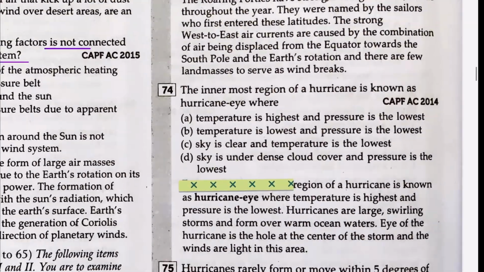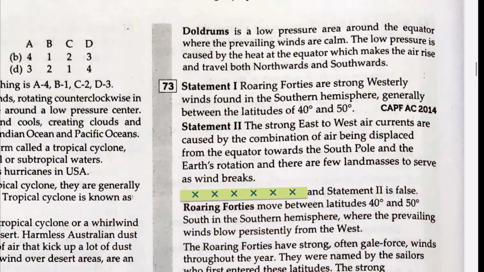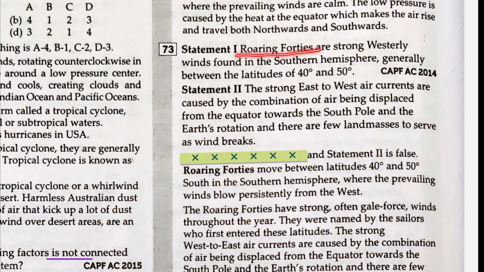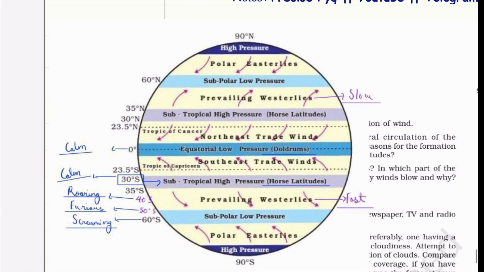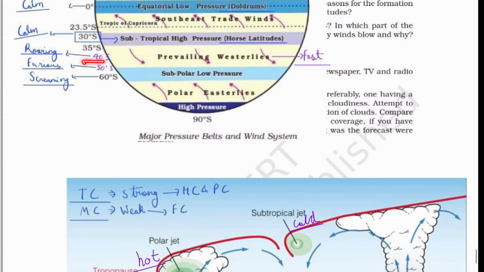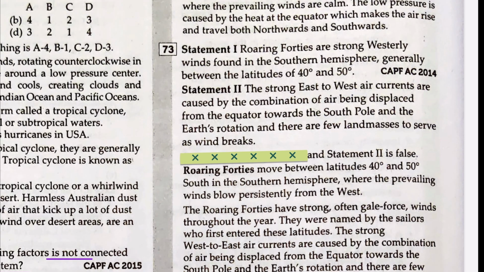Next question, 73. Roaring 40s. A strong westerly. Are they westerly? Yes. Found in southern hemisphere. Are they found in southern hemisphere? Yes. Generally 40 to 50. Absolutely yes. Roaring 40s from 40 degrees, furious 50s, and screaming 60s. Okay, let's come here. Now this is correct.